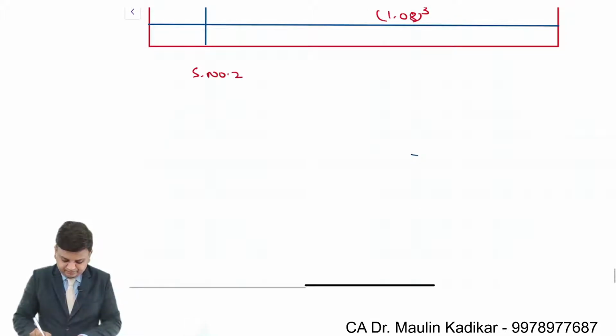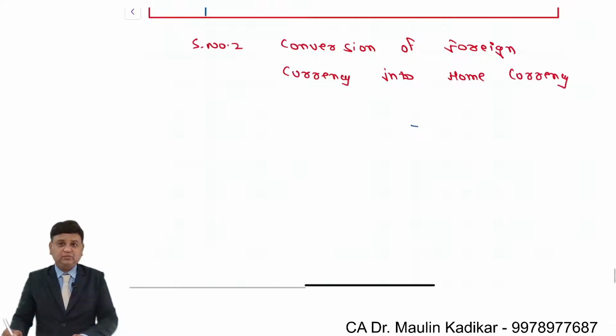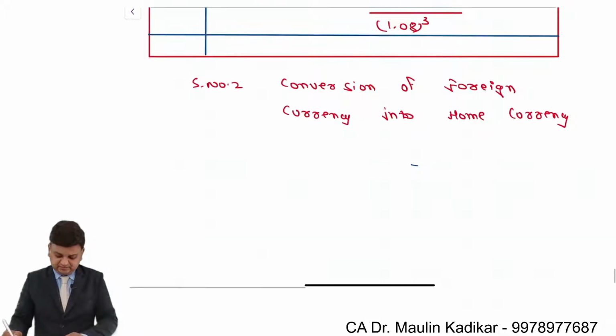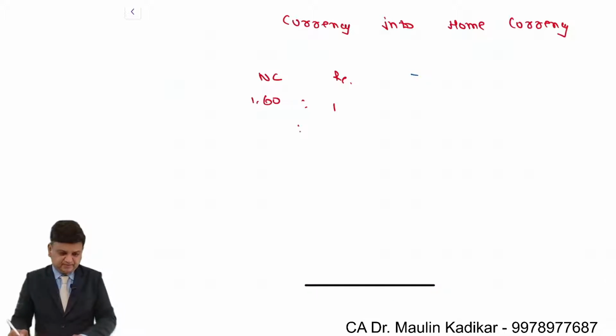Step number 2, conversion of foreign currency into home currency. So let us see how to do that. It is Nepalese currency per rupee. 1.6 Nepalese currency is equal to 1 rupee.